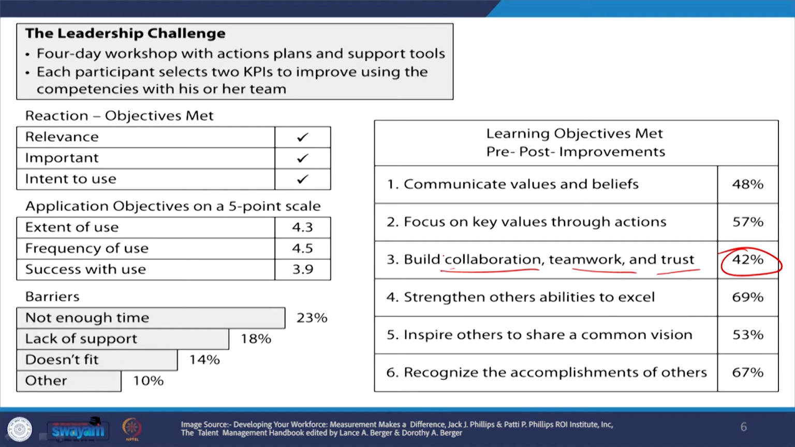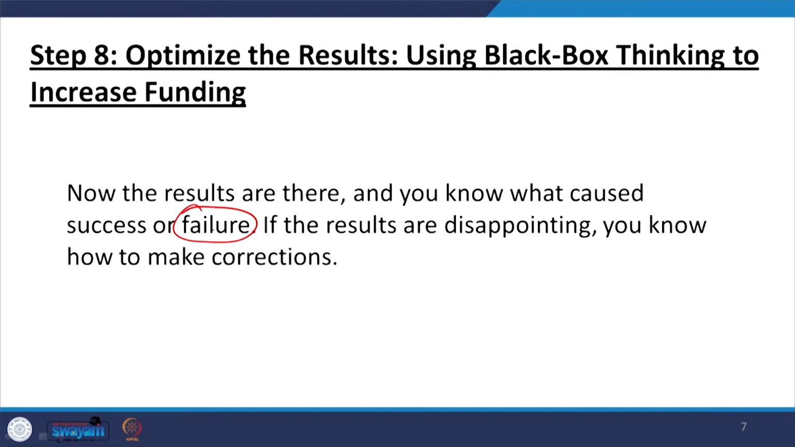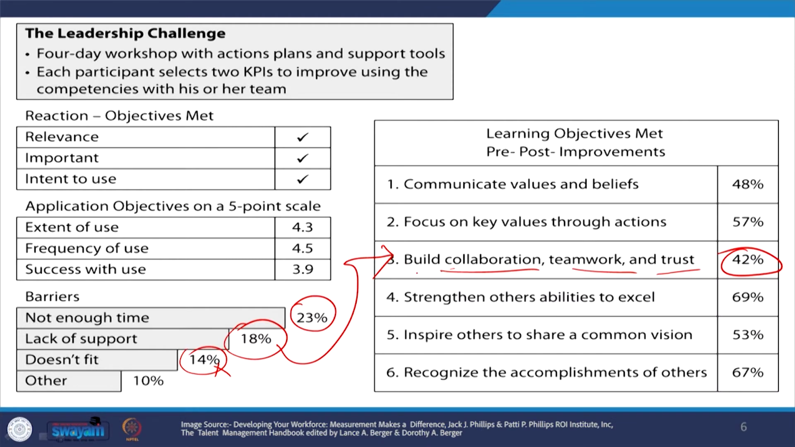Now what must be the barrier? Can you guess from this slide? What must be the barrier in building the collaboration, teamwork and trust? The barriers will be not enough time, lack of support, and does not fit 14%, but does not fit cannot be the reason for this. But yes, the lack of support is directly related with building collaboration, teamwork and trust. Therefore when we talk about the failures, this particular part becomes important. But when we talk about the success, what led to this success?